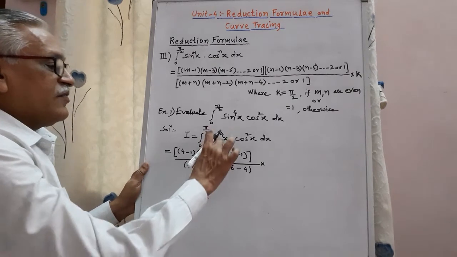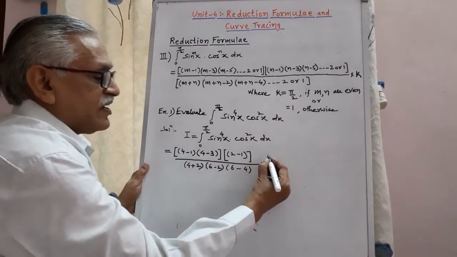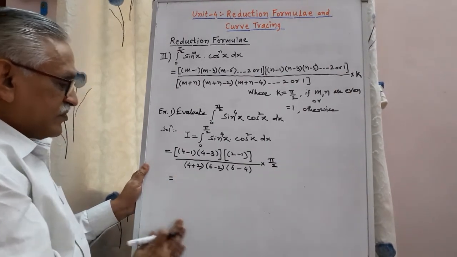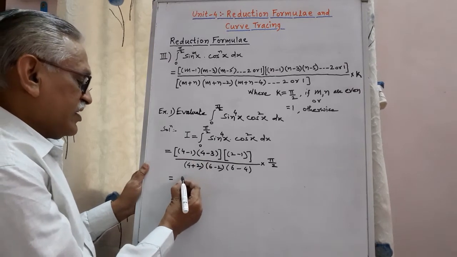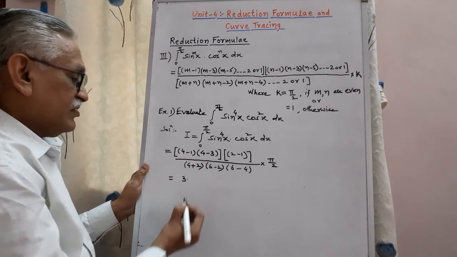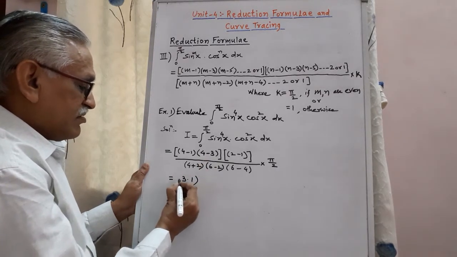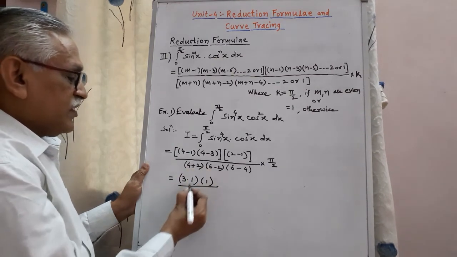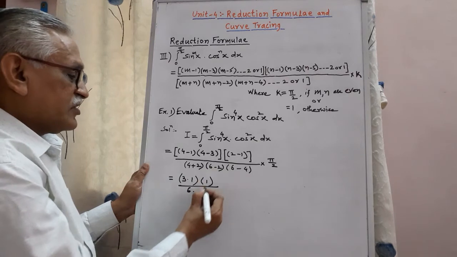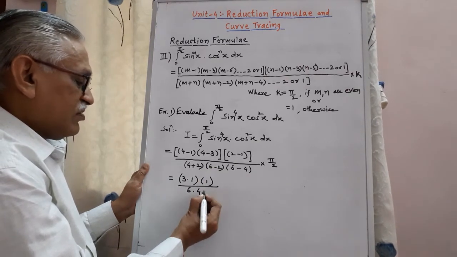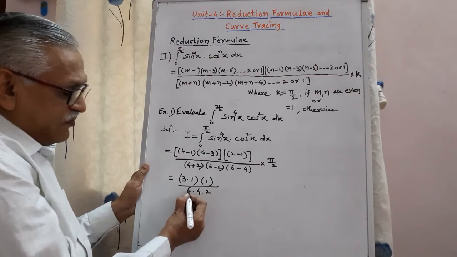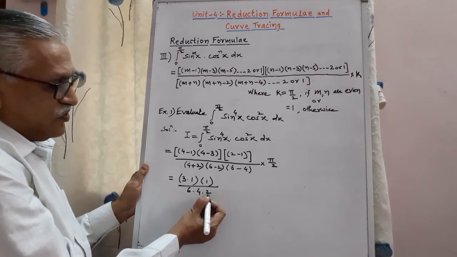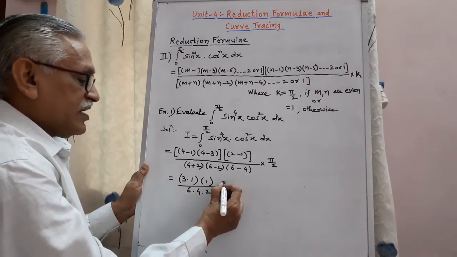Okay, and into the value of k. As both are even numbers, we consider the value of k as pi by 2, and therefore it is equal to 4 minus 1 we get 3, 4 minus 3 we get 1, 2 minus 1 is 1, 4 plus 2 we get 6, 6 minus 2 we get 4, 6 minus 4 we get 2. Means every time we are subtracting 2. Last term to stop, and into the value of k as pi by 2.